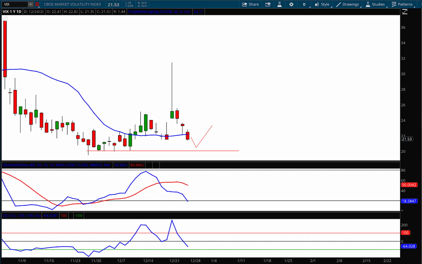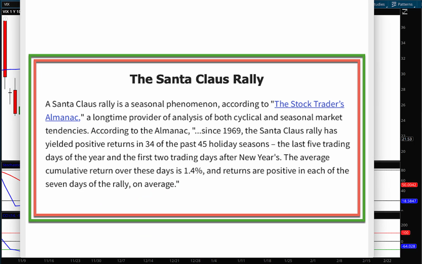of reasons. You may have heard of the January effect or the Santa Claus rally. Well, this came about back in 1969 and it was mentioned in the Stock Trader's Almanac. And it was then that the Santa Claus rally was defined as a seasonal phenomenon where the last trading days of the year, last 5 to be exact, and the first 2 trading days after New Year's Day, we generally see a rally. And out of the past 45 years, 34 of those seasons have resulted in a positive Santa Claus rally.